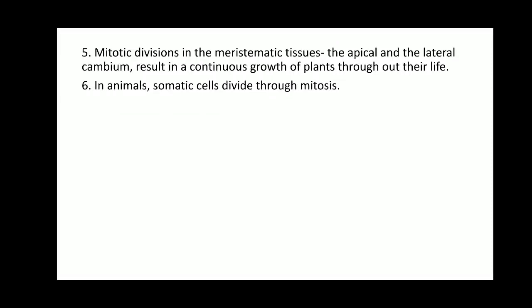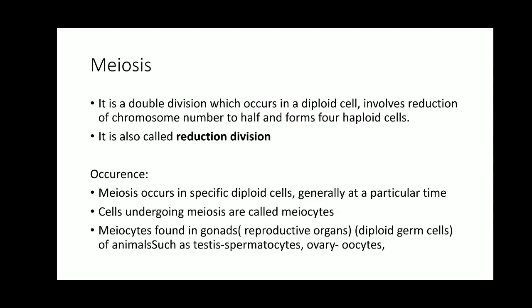So, there are two types: apical meristems present at root and shoot tips responsible for primary growth, and lateral meristems occur at the cambium and are responsible for secondary growth. So these are some of the significances of somatic cell division.